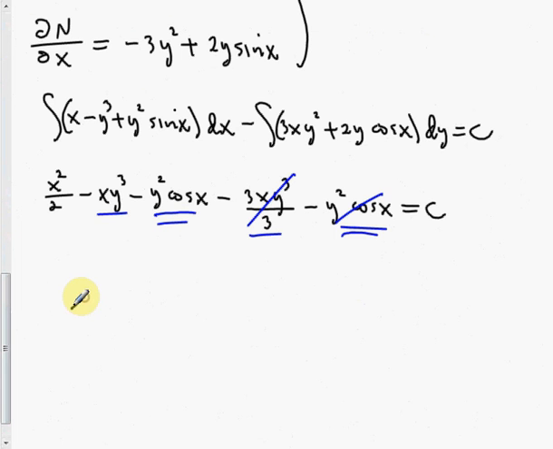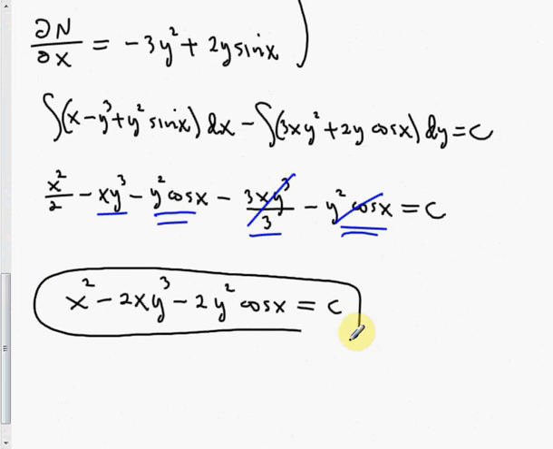So this is x squared minus 2x y to the third minus 2y squared cosine x is equal to c. Just multiply everything by that 2 right there. Okay?